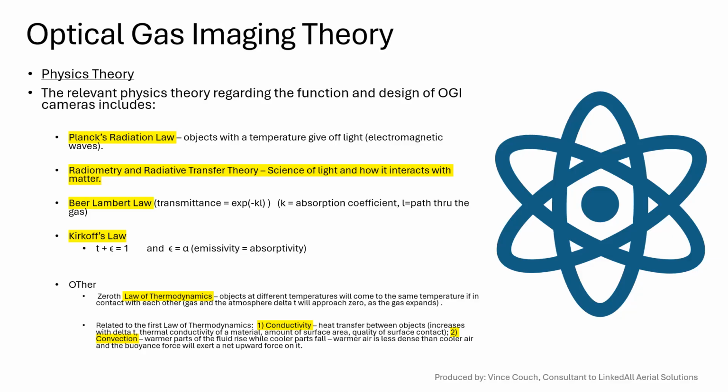Okay, so let me first talk about the relevant physics theory that I've drawn upon to better understand OGI: Planck's radiation law, radiometry and radiative transfer theory, the Beer-Lambert law, Kirchhoff's law, and other laws that are important, the zeroth law of thermodynamics, conductivity, and convection. I'll get into a lot more details about all of this in the next several minutes.